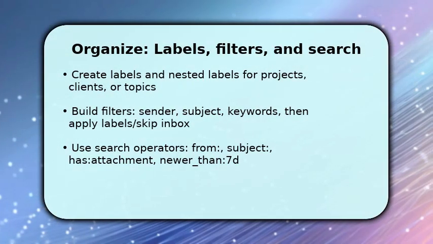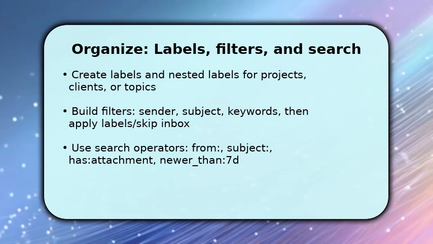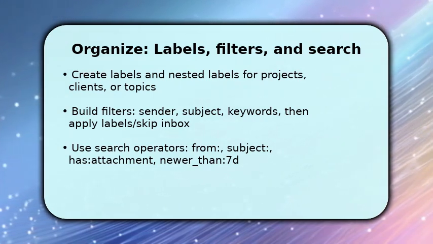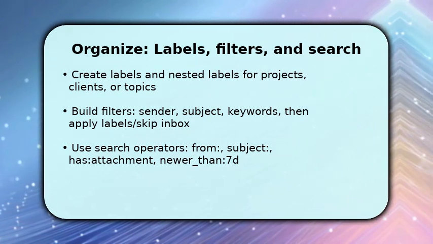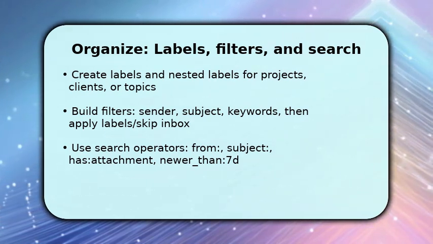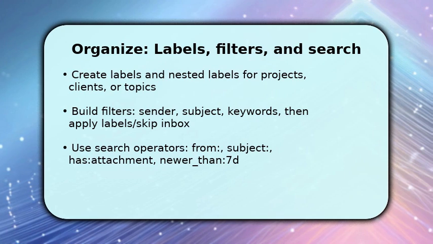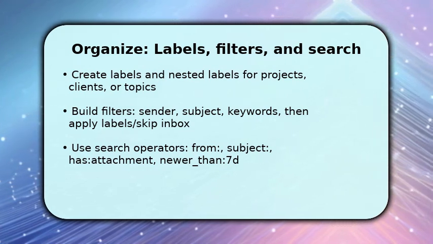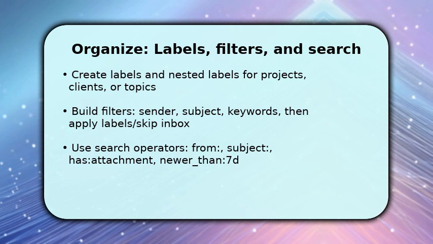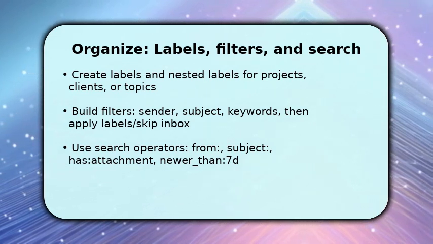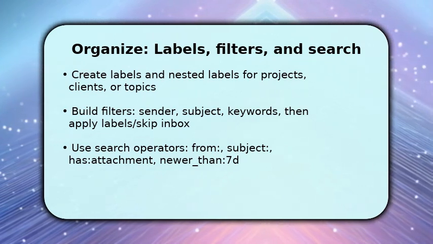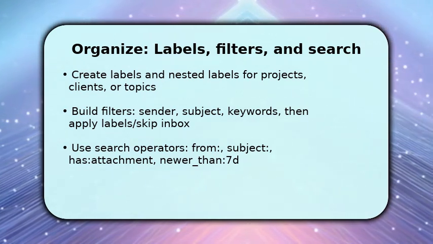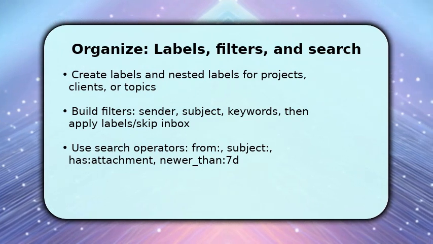You now organize incoming mail by creating labels and nested labels to reflect projects or priorities. Labels are your folders without moving messages. Once labels exist, build filters that match sender, subject, or keywords, and set actions like apply label, mark read, or skip inbox so repetitive sorting is automatic. Use Gmail search operators to find messages quickly. For example, from:Alice has:attachment newer_than:7d narrows results.